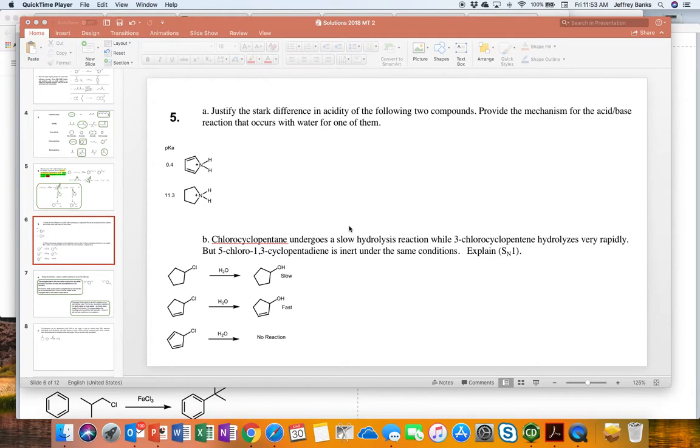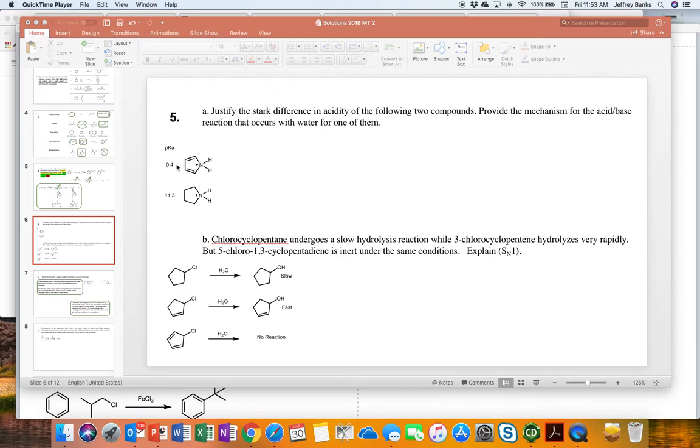So for question 5a, we're told to justify the stark difference in acidity of the following two compounds. Provide the mechanism for the acid-base reaction that occurs with water for one of them. So what we need to do here is recognize that we have two protonated amines, and they're decent acids.